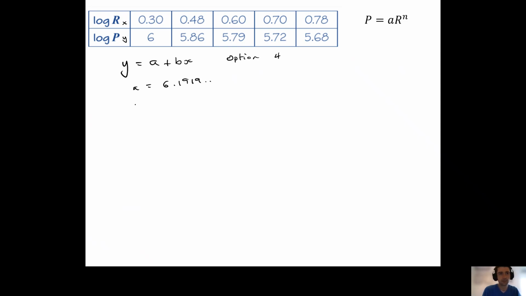And what that tells me is that A equals 6.1919, B equals negative 0.667, and r equals negative 0.9976. So let's just talk about this value of r for a moment. That is pretty spectacular. To have a value of negative 0.99, that indicates that it is almost perfect negative correlation.